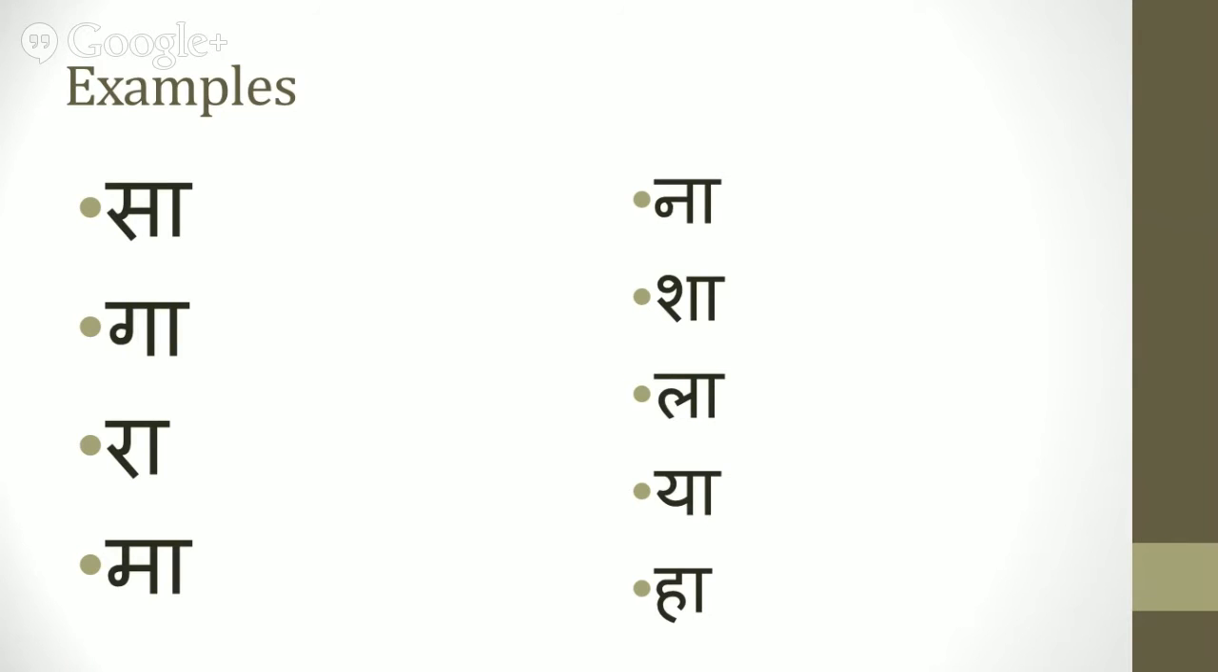All right, so here are some examples. Number one, Sa. Number two, Ga. Number three, Ra. Number four, Ma. Number five, Na. Number six, Sha. Number seven, La. Number eight, Ya. Number nine, Ha. How great.